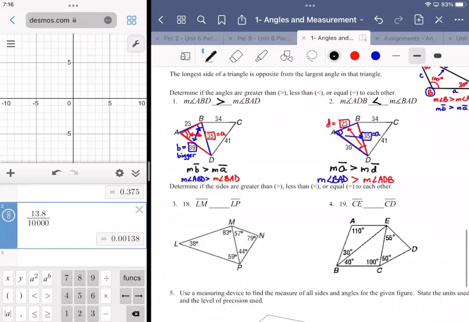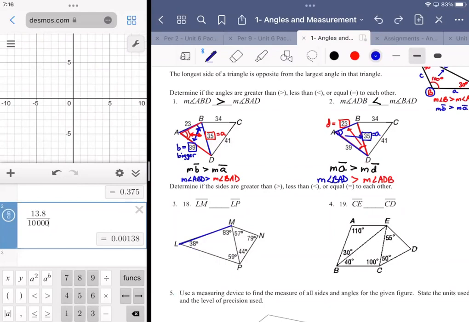You throw in some crazy notation like this, it makes it seem more complicated than it really is, but it's really not as crazy as it seems. Right. Speaking of perspective, numbers 3 and 4 are going the other way, where we're given the angles and we want to determine the relationship between the lengths of sides. So we're looking for the relationship between LM and LP.